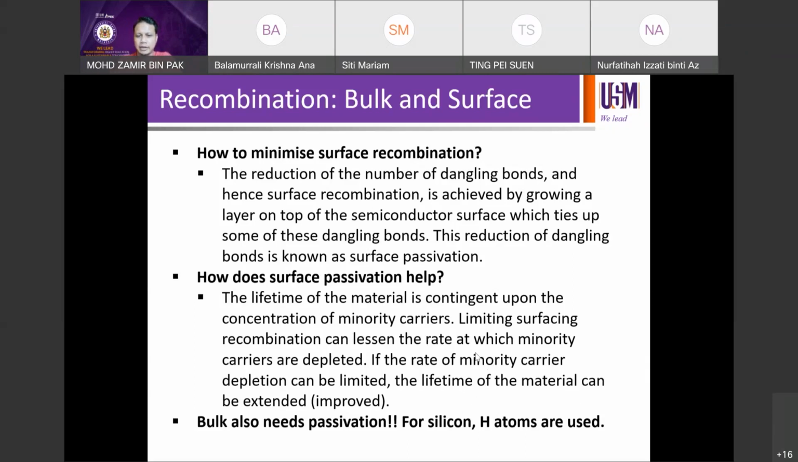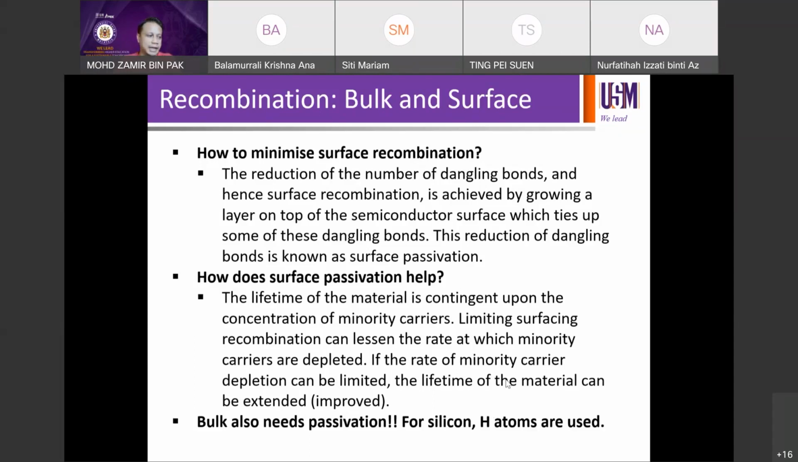So it can lessen the rate at which a minority carrier is depleted. Depleted here means recombine. Remove. So if the rate of minority carrier depletion can be limited, the lifetime of the material can be improved. So if the tau is improved, remember L is proportional to tau, L equals square root of D tau. When your tau increases, your L increases. So that means the carriers can now travel through a longer distance and they can be extracted more successfully, right?